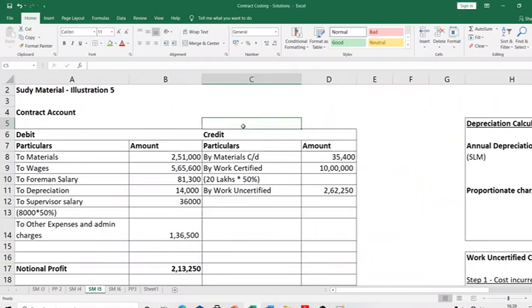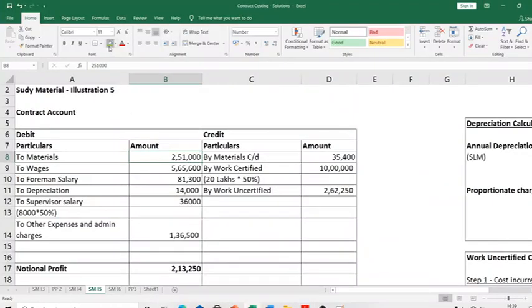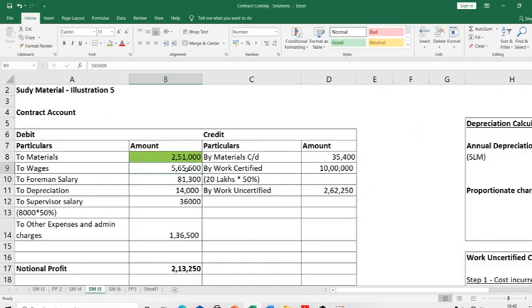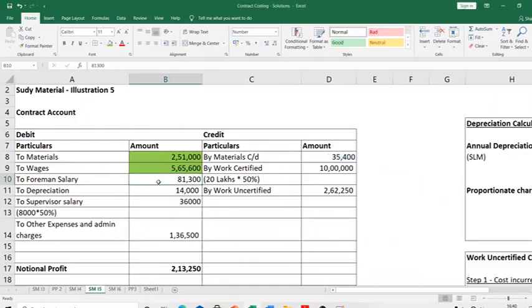I'll explain stage by stage. We'll have the green coloring for things that we have finished discussing. Okay. To materials, 2,51,000. Direct, straightly pick from the question. Put this here. Straightforward. You're issuing materials. To wages, 5,65,600. Again, it is there in the question. To foreman salary, 81,300. Again, it's there in the question. You have this here. Then to depreciation, I'll come to it.